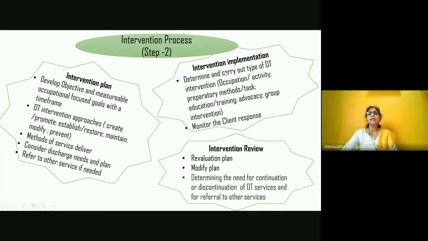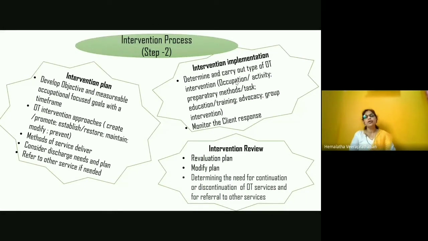Yeah. While you are implementing the OT service, according to OTPF, the approaches have been categorized, and we also have to implement them. You can choose occupations, activity, and preparatory methods, meaning the methods you use to prepare the child. Here we may use a kind of medical model. For example, if you identify that a child has low arousal, you provide an activity or methods to improve the arousal state. So that is called a preparatory method. Here we use preparatory methods and tasks.